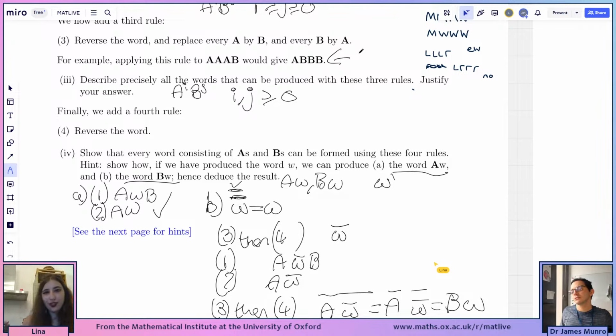And we know we can get a W, but we wanted to be able to switch the A to a B at the front. So if we use the 3 then the 4 to get our W bar, then we can get rid of the problem that you can't get just a single B at the front. We can then just bar everything.